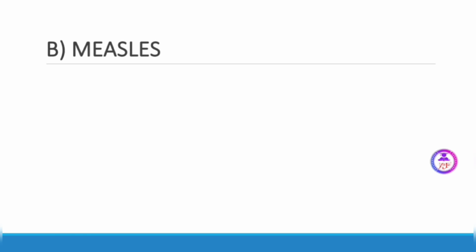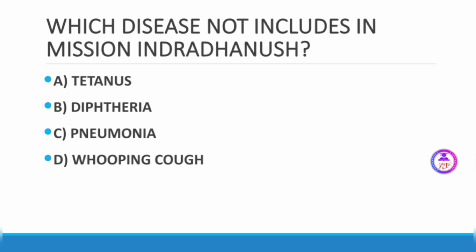SSPE is complication of which disease? We should know what is SSPE, that is subacute sclerosing panencephalitis, and it is the complication of which disease? Whooping cough, measles, meningitis or tetanus. Here the answer is measles. It is a progressive neurological disease of complicated measles.